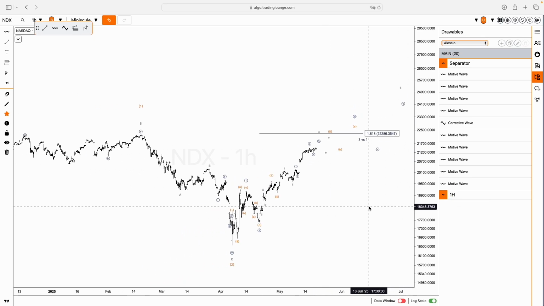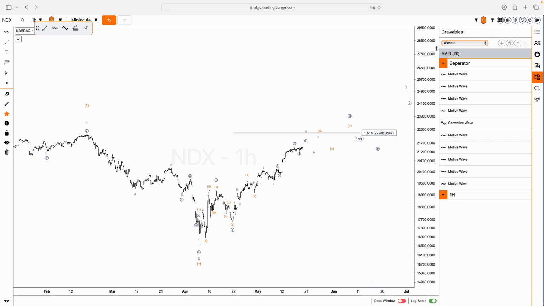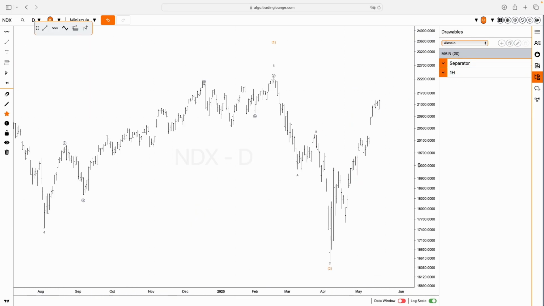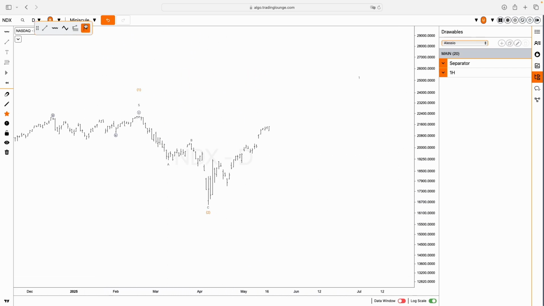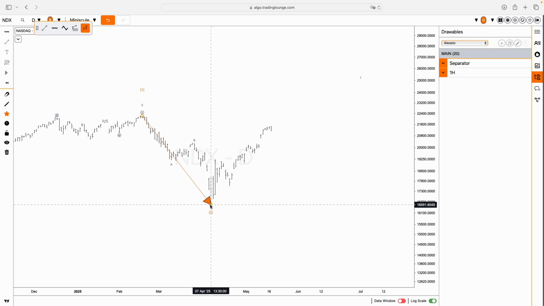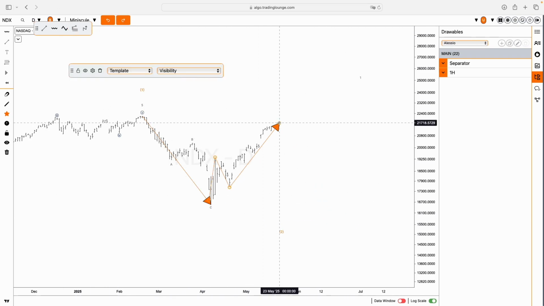Now, you may remain bearish as usual. And if you want to be bearish, the alternative would be down in minor A, so gray A, this one. Up in minor B, down in minor C of intermediate 2. That would be the bearish alternative.